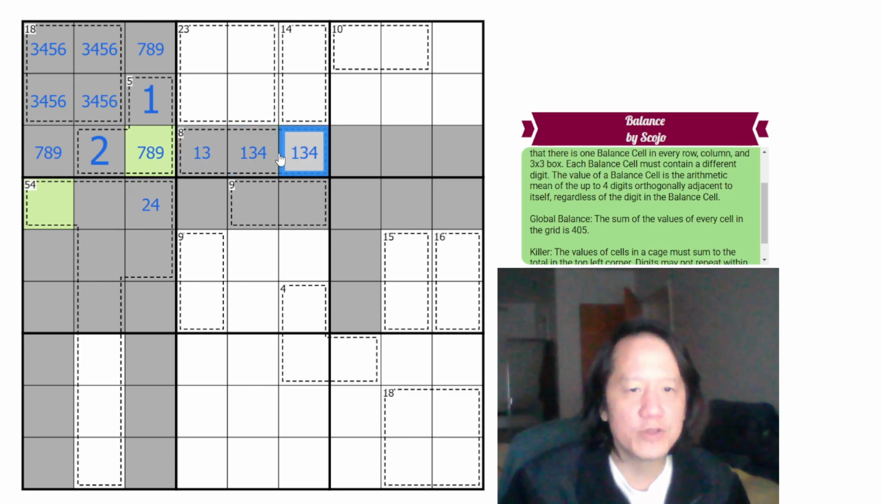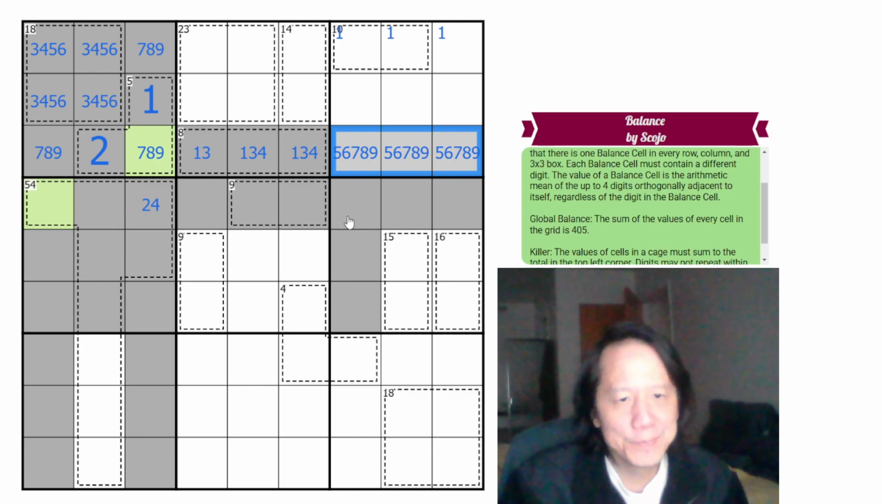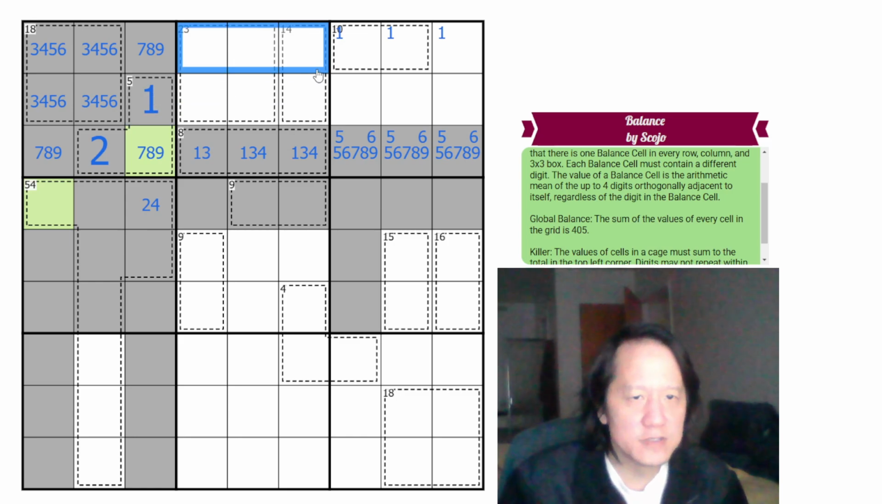We have a 1, 3, 4 triplet here. Therefore, the 1 has to be one of these 3 cells. And this is 5, 6 with 7, 8, or 9. So 5 and 6 have to be here. We're not sure about any of these cells. Okay.